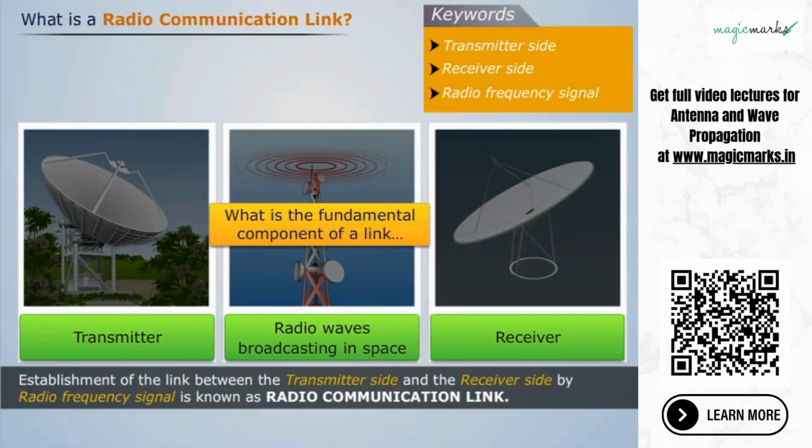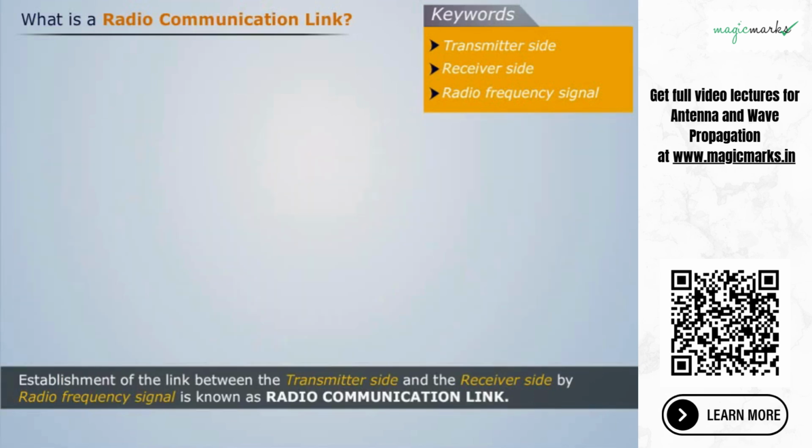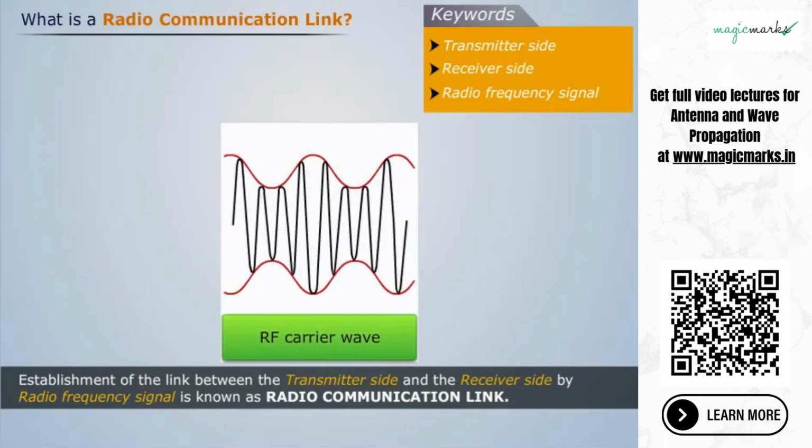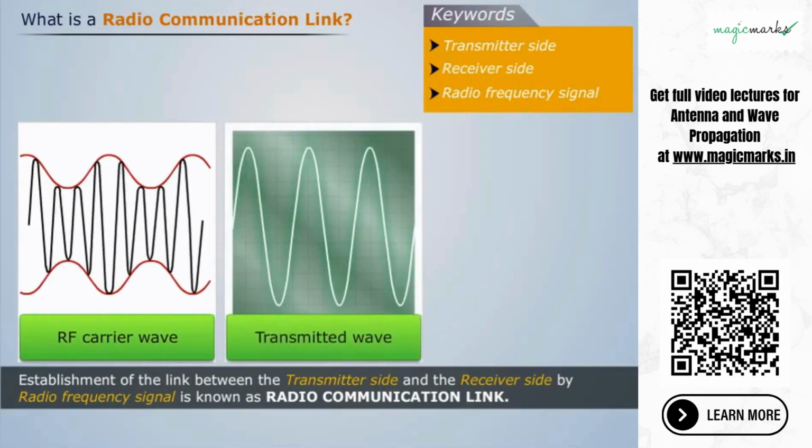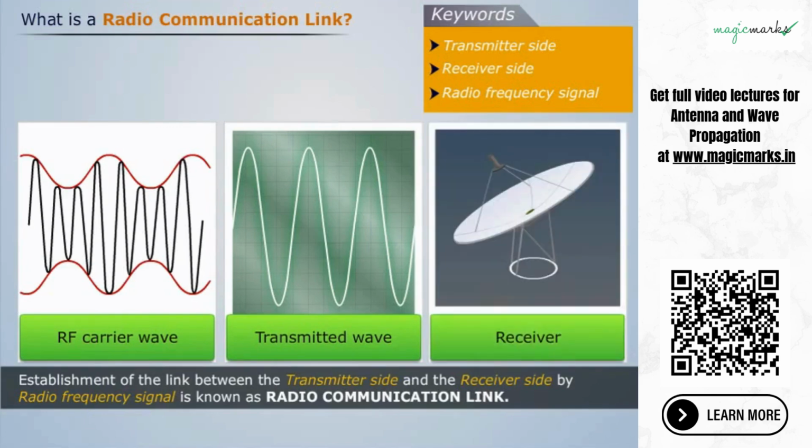Now, what is the fundamental component of a link? The fundamental component of a link is the RF carrier wave. The carrier wave is generated and transmitted towards the ground station through an antenna. The antenna at the ground station receives the carrier wave and detects it with a receiver circuit. A link has been made.